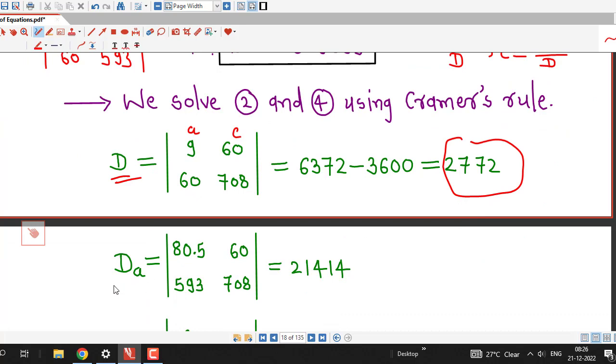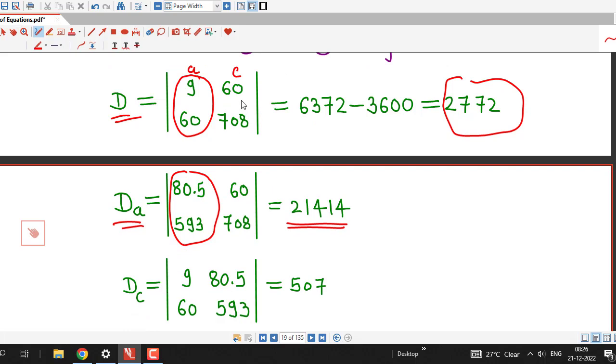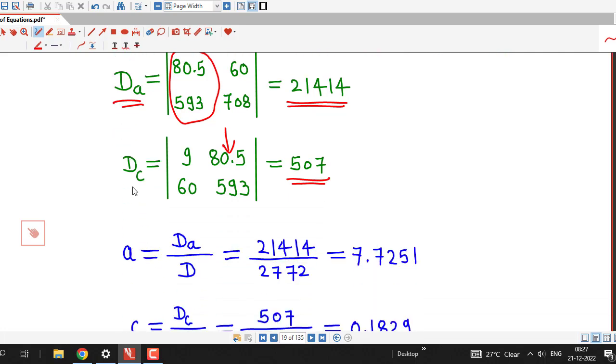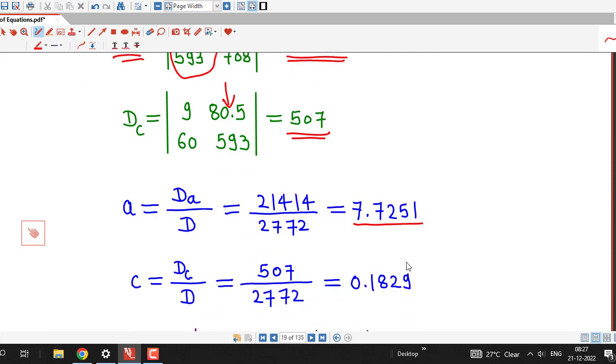Then D suffix A, which I have written by replacing the column corresponding to A by the column of constants on the right hand side, turns out to be 21414. Similarly, D suffix C, for that I have replaced this column by the constants and I keep this column as it is. D suffix C turns out to be 507, and by Cramer's rule A equal to D suffix A divided by D, and by substituting values we obtain A equal to 7.7251.